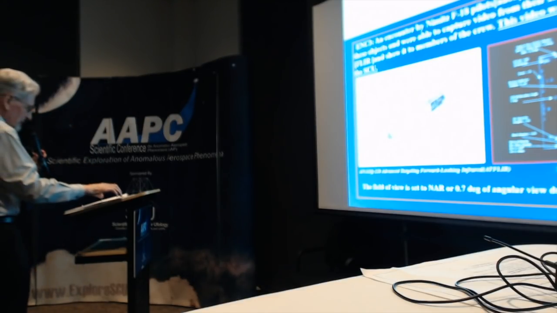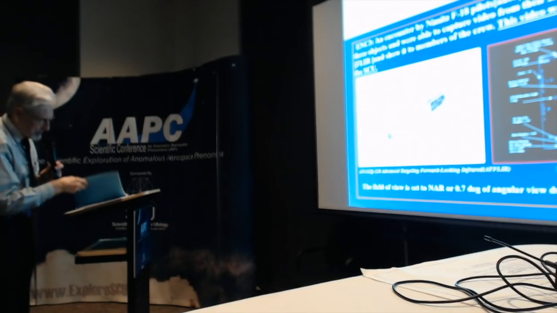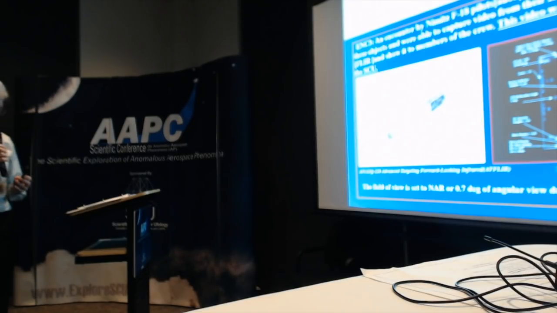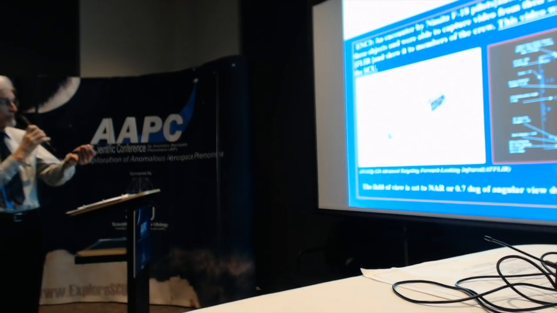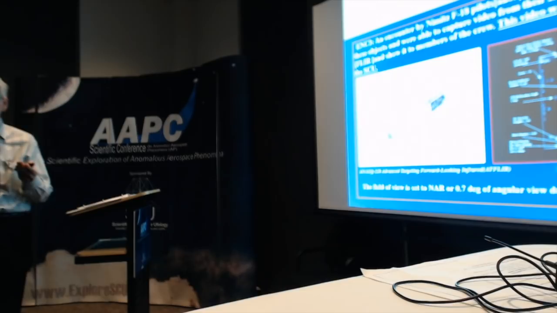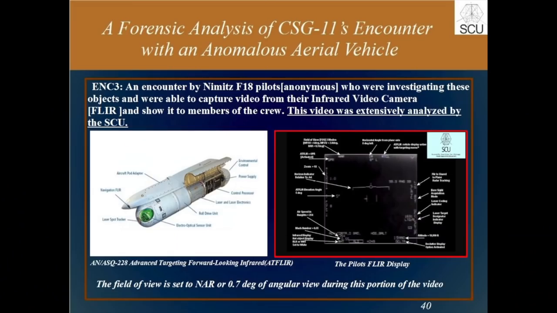Thanks, Robert. Good background. I wanted to look at my notes here because I wanted to point out certain things about this. This is the flare pod, and this mounts under the F-18. It's an AN/ASQ-228 Advanced Targeting Forward-Looking Infrared, ATFLIR. I'm just going to call it the flare camera or the flare. And this is the display, it's kind of small here, but I'll point out a few items.